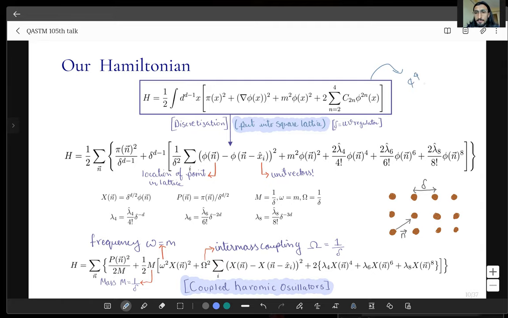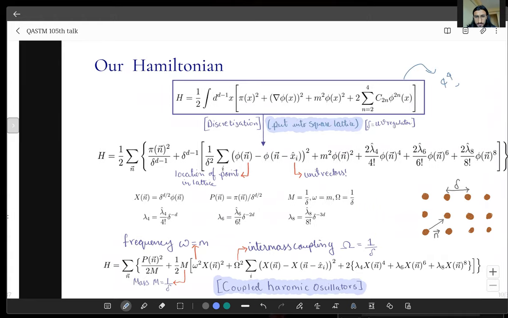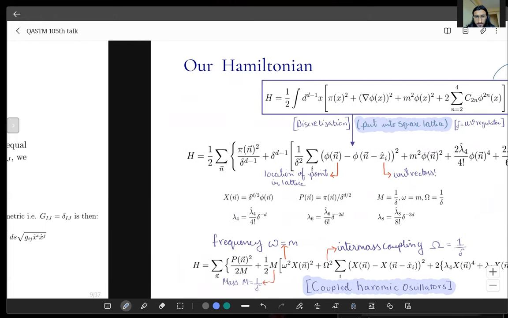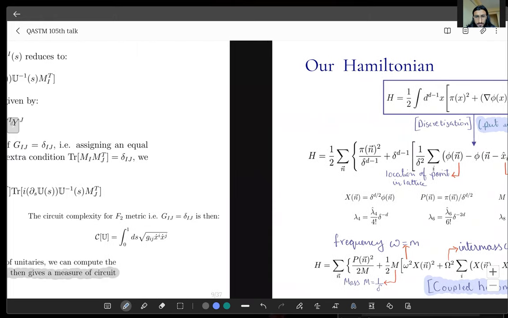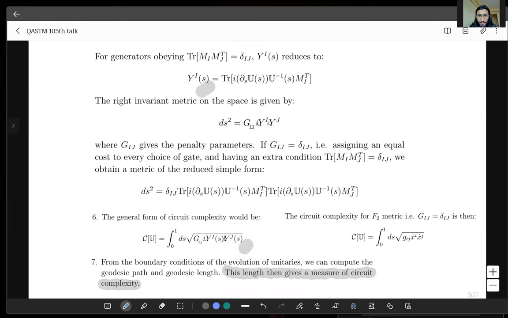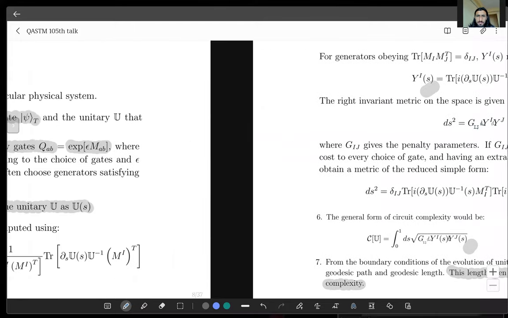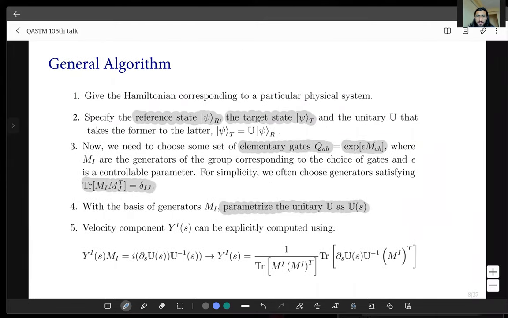Can you go back to the step followed to perform this computation? Go to the slide which has done this computation. The previous slide. Yes, sir. The previous one. Yes. This one.